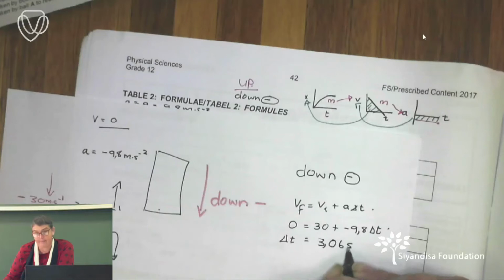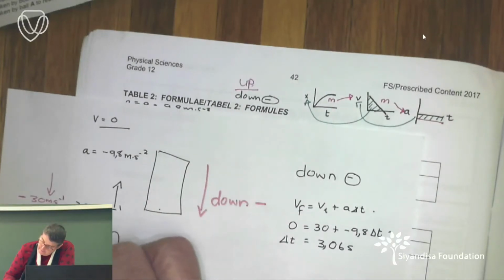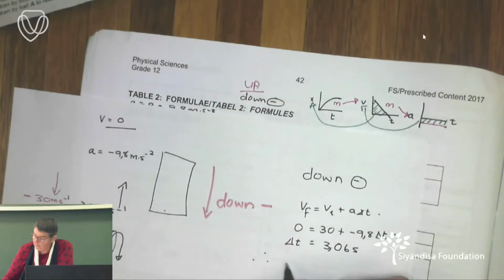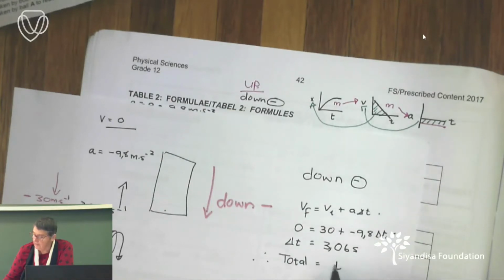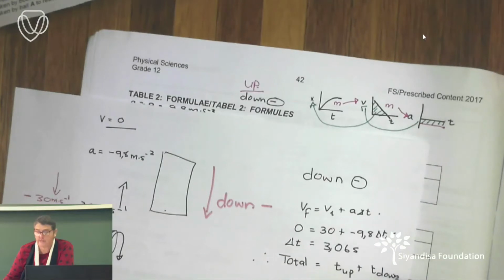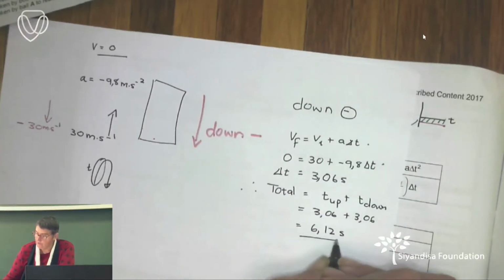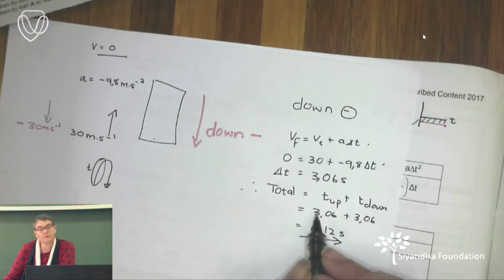But now I must remember something. That was only my time up. So therefore, remember the ball went, total time is equal to time up plus time down. Because gravity is the only one acting on it, we're going to have 3,06 plus 3,06, which is going to give me 6,12 seconds. Very important to interpret your question. And yes, not a positive or a negative here, because time can't be positive or negative.